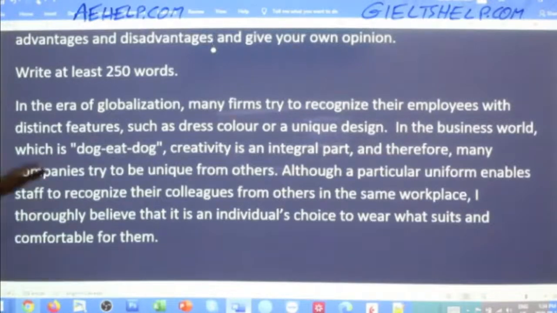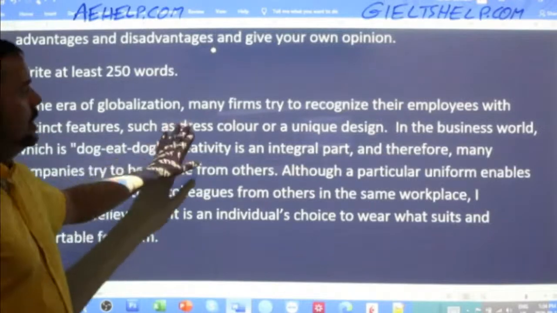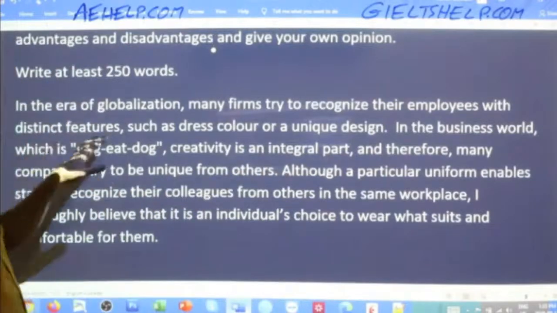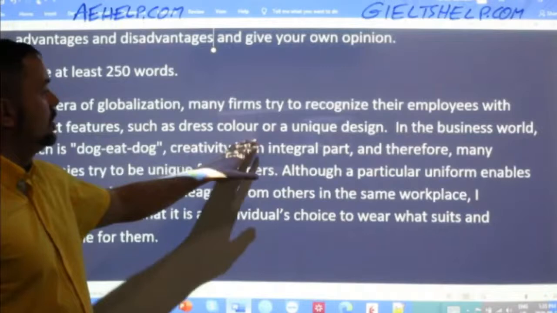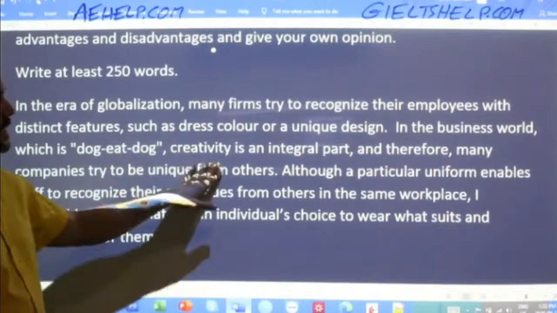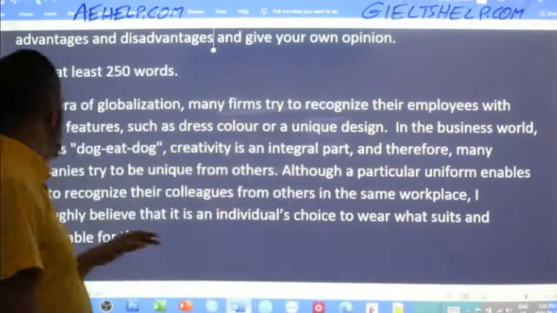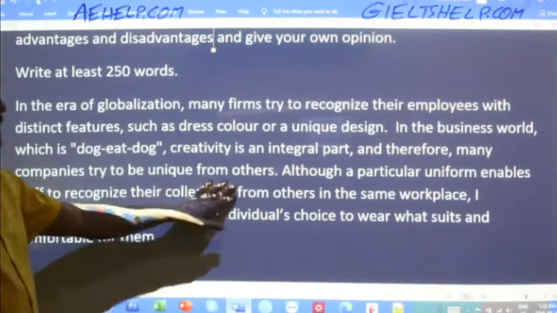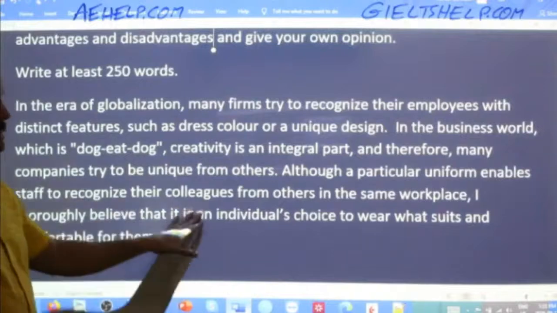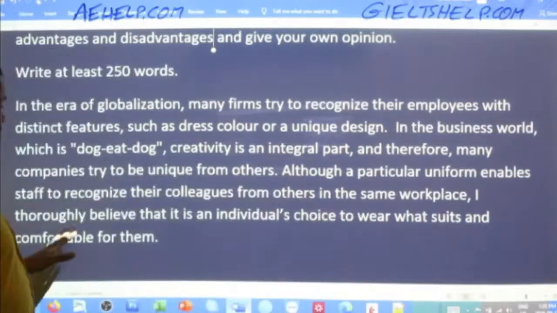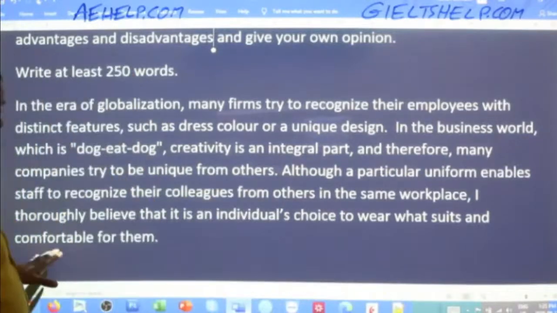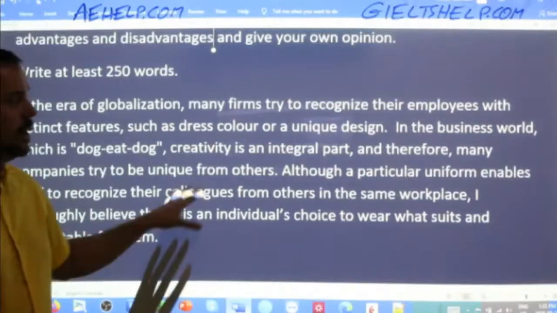Let's just read it. So, in the era of globalization, many firms try to recognize their employees with distinct features such as dress, color, or a unique design. In the business world, which is dog eat dog, creativity is an integral part, and therefore many companies try to be unique from others. Although a particular uniform enables staff to recognize their colleagues from others in the same workplace, I thoroughly believe that it is an individual's choice to wear what suits and is comfortable for them. Okay? All right, so this is Hassan's introduction.